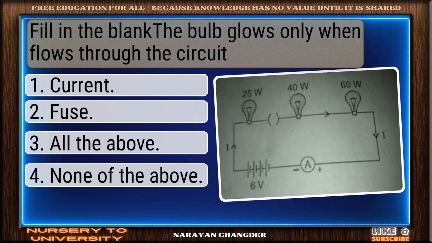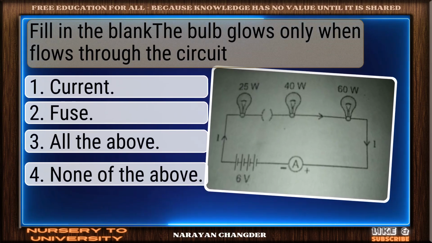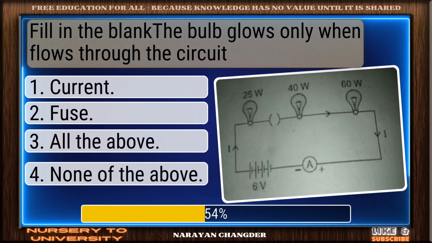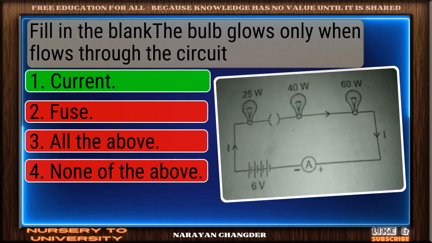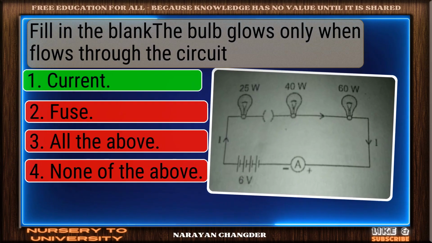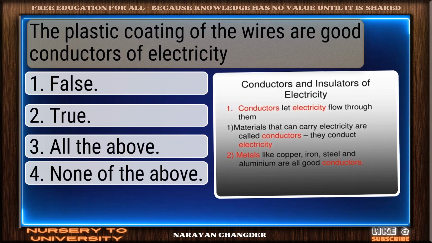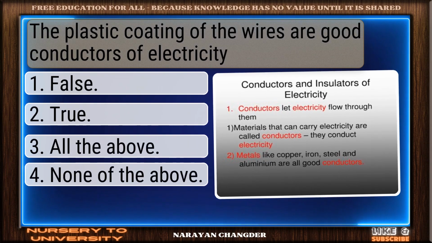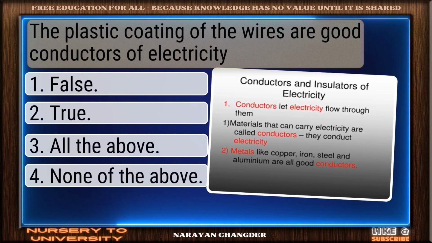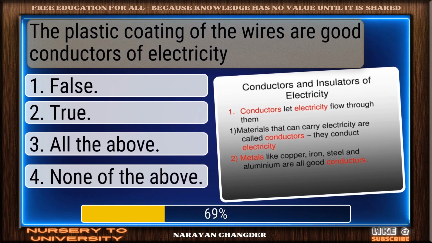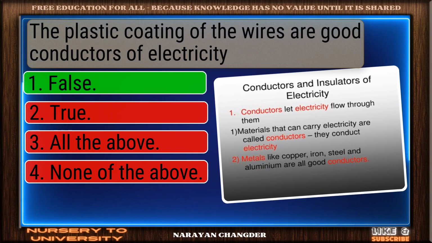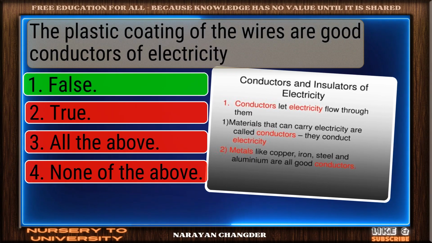Fill in the blank. The bulb glows only when dash flows through the circuit. Great job. Current is the accurate answer. The plastic coating of the wires is a good conductor of electricity. Smart move. False is an accurate answer.